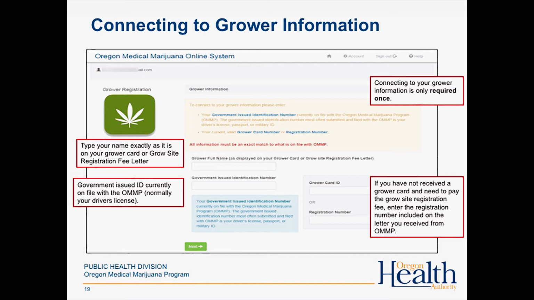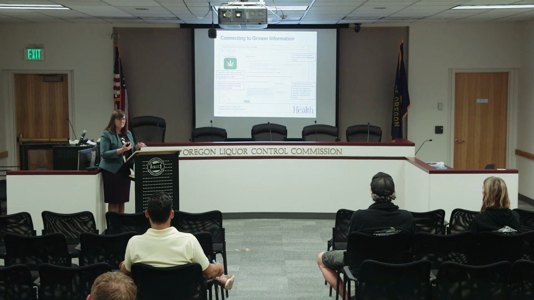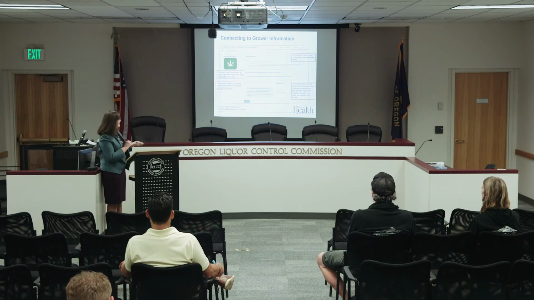So you just need to know what that ID was that you were given at that time. And then you'll either enter your grower ID or you'll enter your registration number. And if you were a person who grew for more than one patient, you only have to connect with one of them, and then the system behind it will connect you to everybody. So you only have to do this once too.